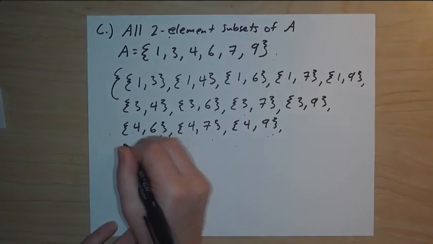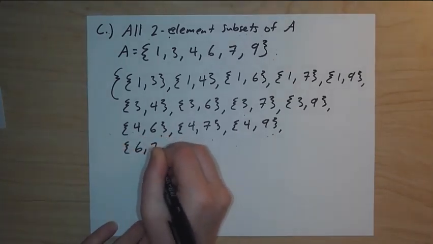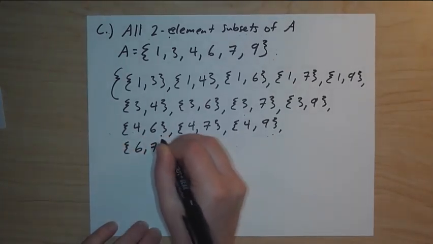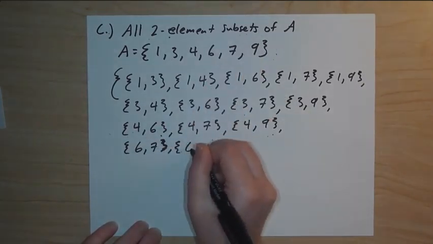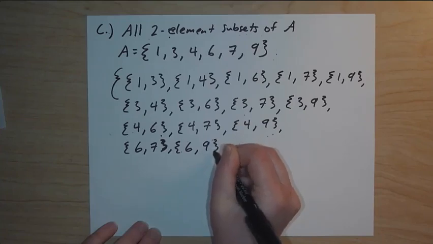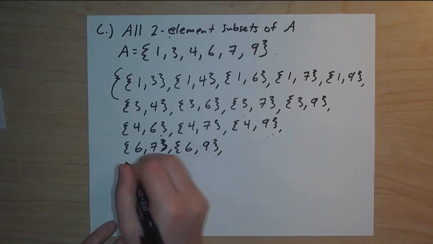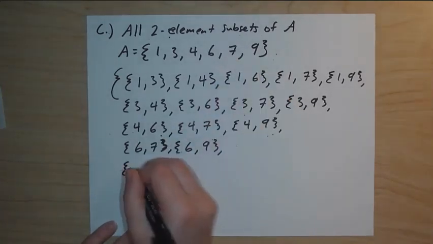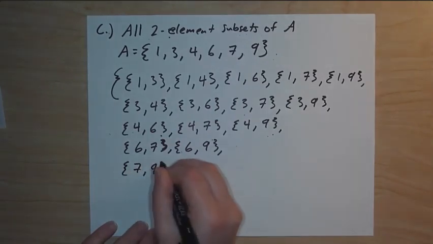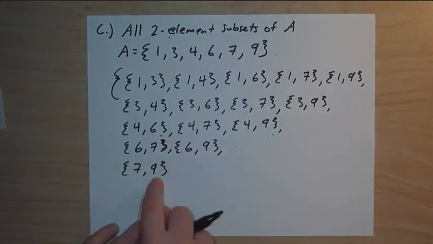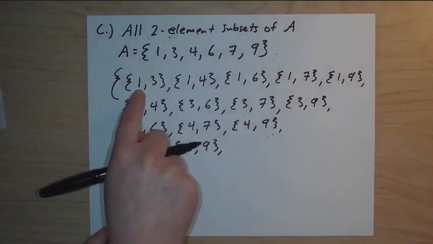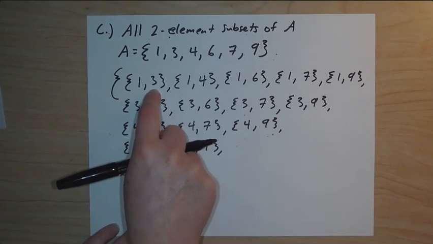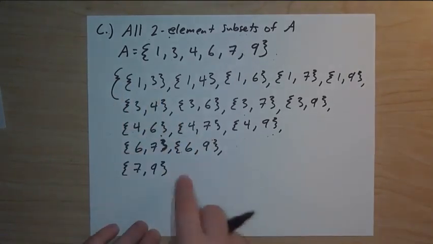Now the 4s are done, we're going to move on to the 6s. We have 6 and 7, and we have 6 and 9. And then lastly, we have 7 and 9. And since sets are the same no matter what order you write the elements, for example, this set here, 1 and 3, is the same as the set containing elements 3 and 1. These are all the 2-element subsets of A.